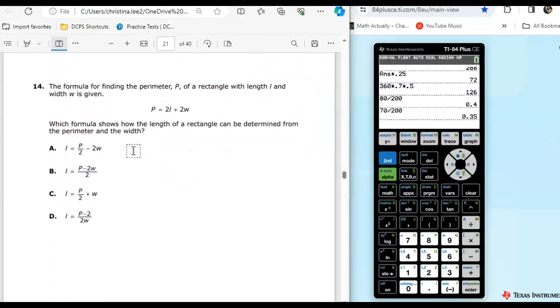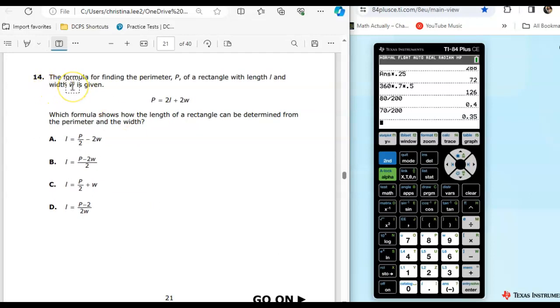All right, let's take a look at number 14 as well. The formula for finding the perimeter P of a rectangle with length L and width W is given. So the perimeter is 2L plus 2W.